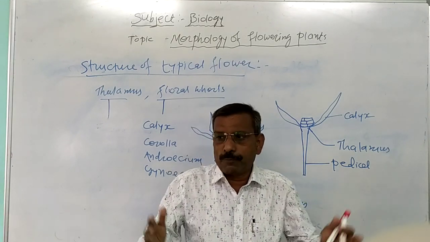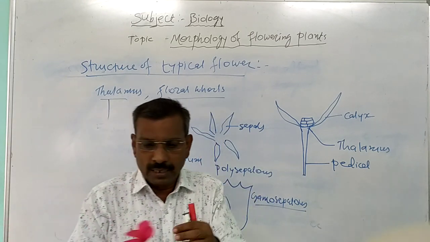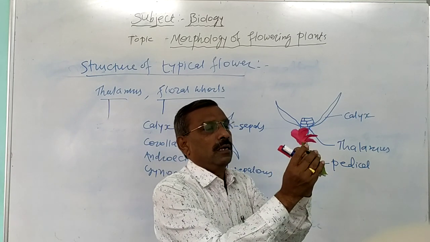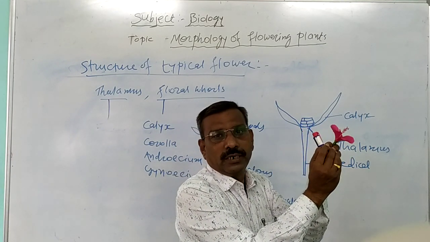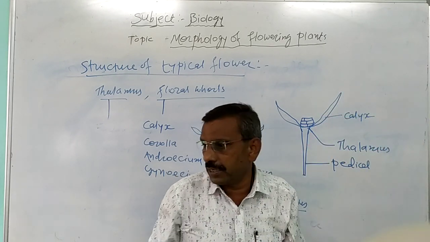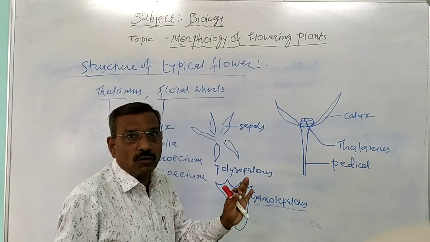Then next one, it protects the inner delicate whorls during bud condition. This one is a bud. Now one can observe only the outermost green whorl, that is the calyx. Inner whorls are in a protected condition, so it protects the inner delicate whorls during bud condition. These are the functions of calyx.